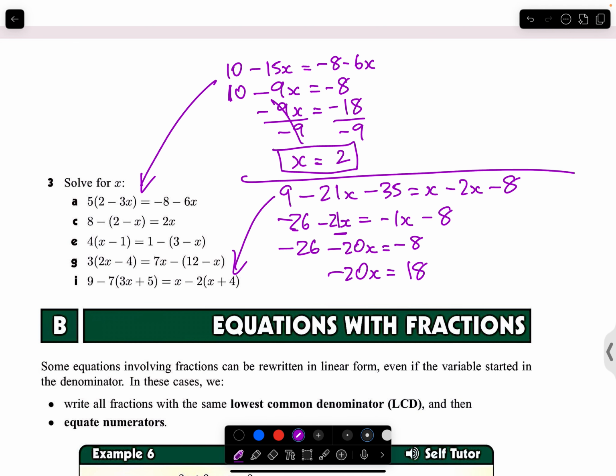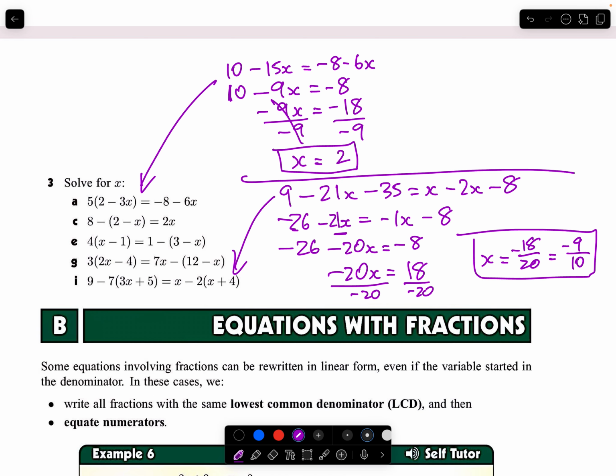Opposite of timesing by negative 20, divide by negative 20. x is going to be negative 18 on 20, which can cancel down. 2's into 18 is negative 9, and 2's into 20 is 10, so negative 9/10.